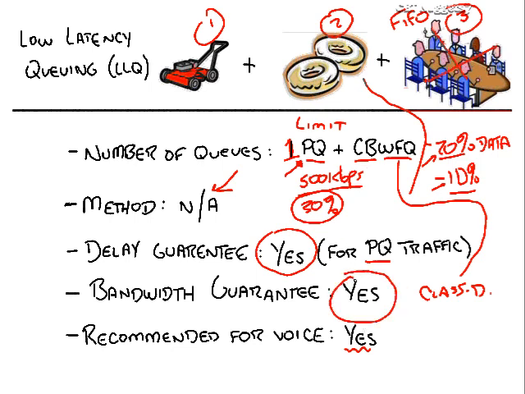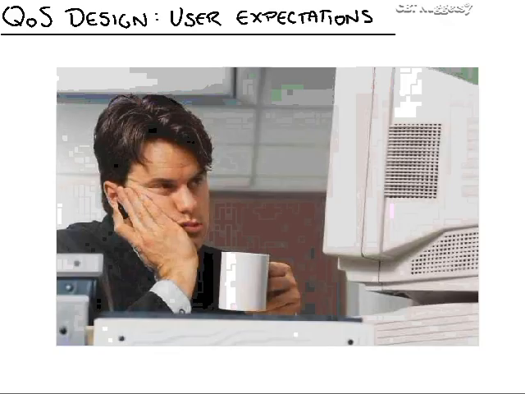It does give a bandwidth guarantee both for the priority queue, and you can even guarantee bandwidth to your data as long as you don't oversubscribe the link. And then this is the recommended method for voice and video and any time-sensitive application that needs that priority queue to give it the delay guarantee you're looking for. So now that we have these tools in hand, we come to the point of saying, how do I use them?